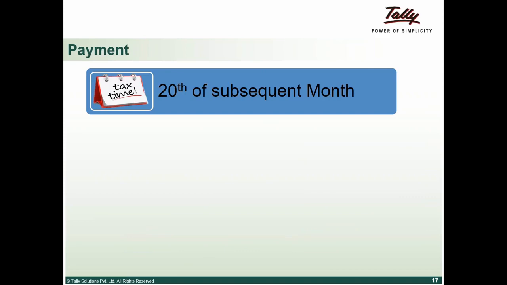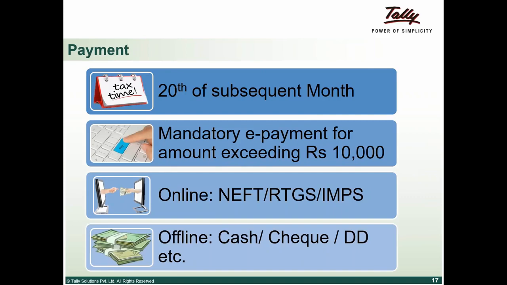Now coming to the payment part. The payments have to be made by the 20th of the subsequent month, and any tax amount exceeding 10,000 rupees needs to be mandatorily paid through e-payment, which is the online mode where you can do NEFT, RTGS, IMPS and those kinds of things. Below that, you can pay offline by cash, cheque or DD, where the challan is made available. You just need to download the challan, print it, and then go and pay it at the bank.